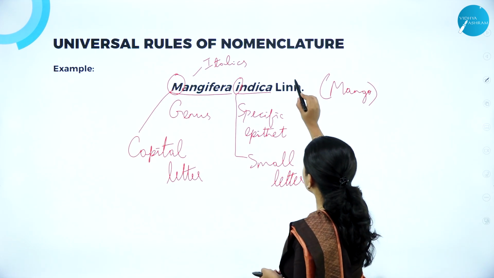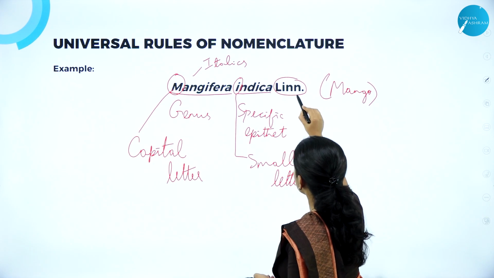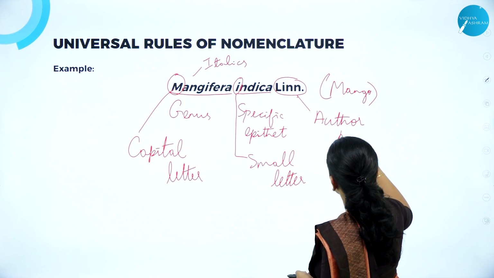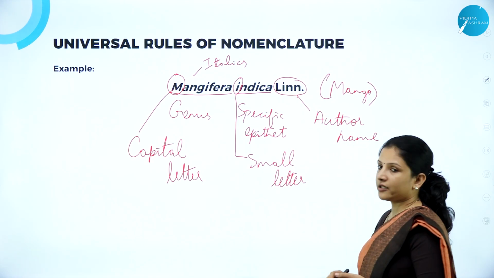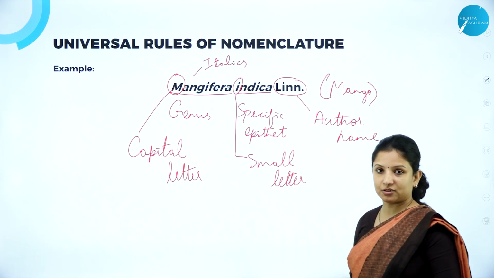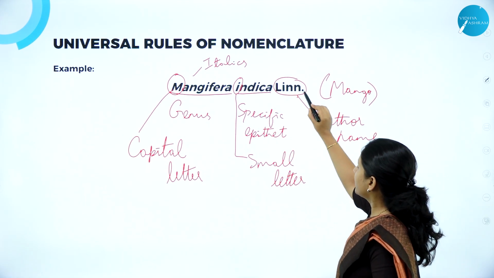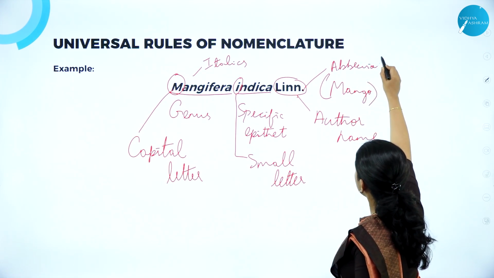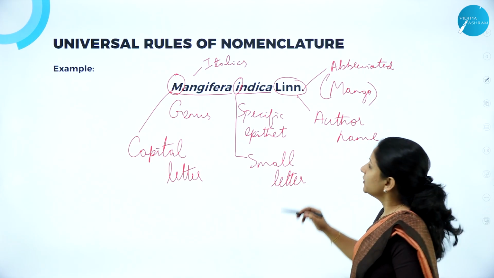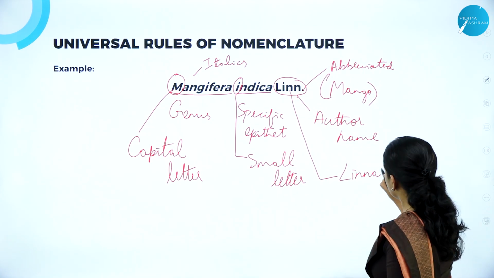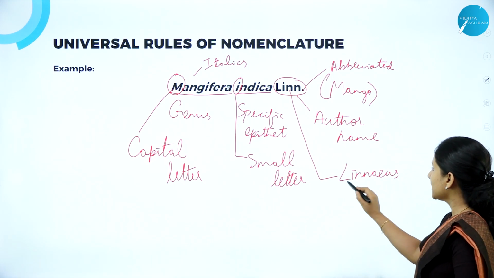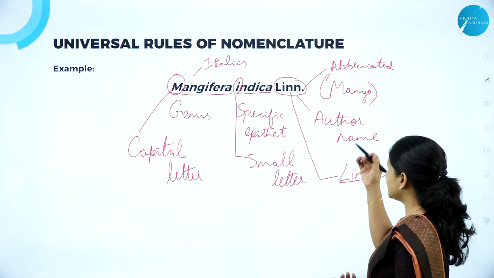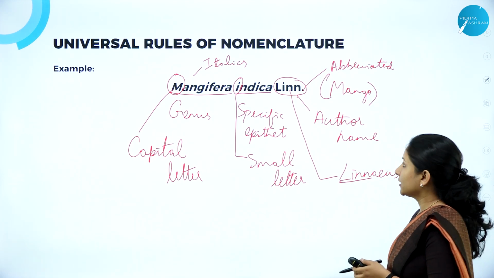And the author name, this one, Lin, this is the author name. So the author name Lin should always be written after the specific epithet and it should be abbreviated. That is why we have put a dot, meaning it should be abbreviated. Abbreviated means short form. So this whole name is actually Linnaeus. It has been abbreviated as L-I-N-N with a dot. That is how it has to be written. So these are the universal rules for nomenclature.